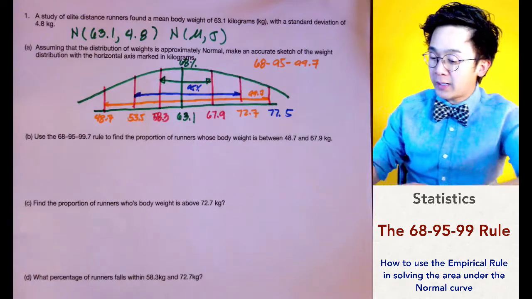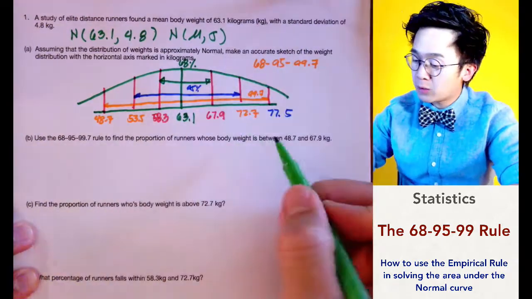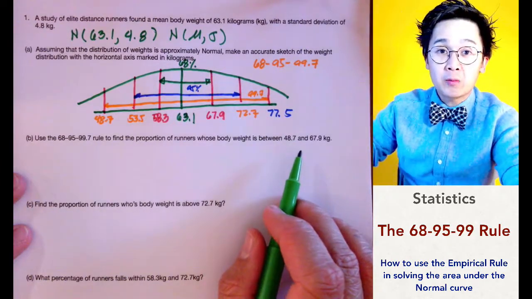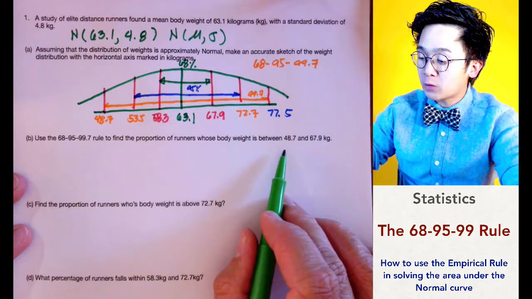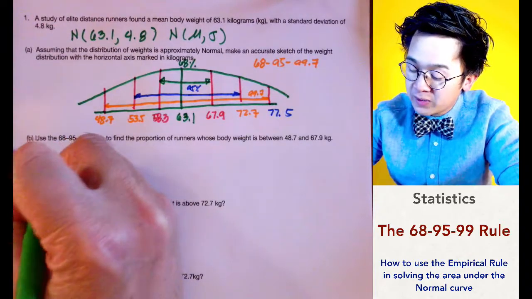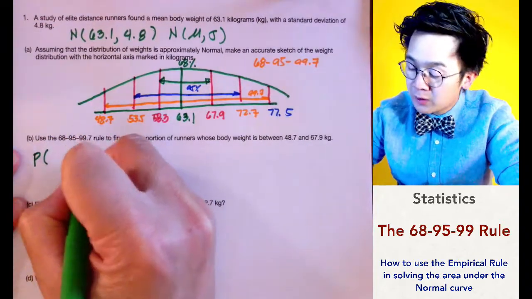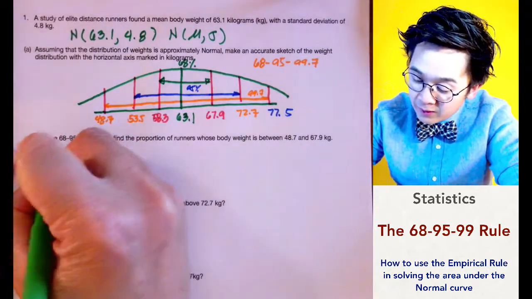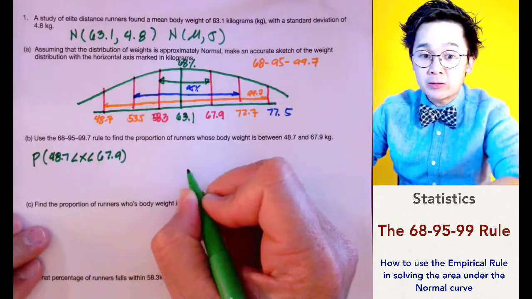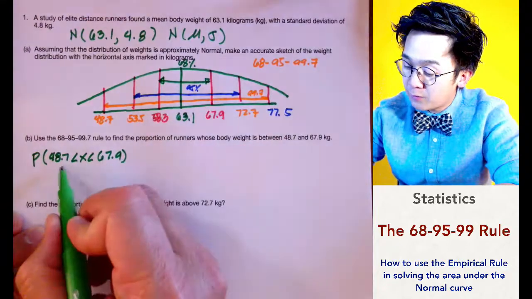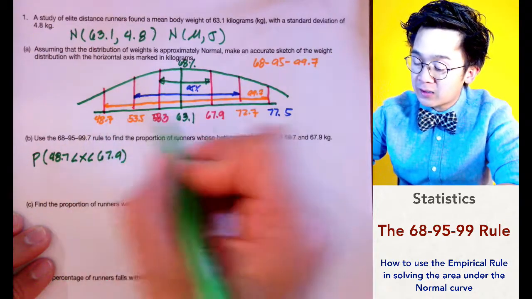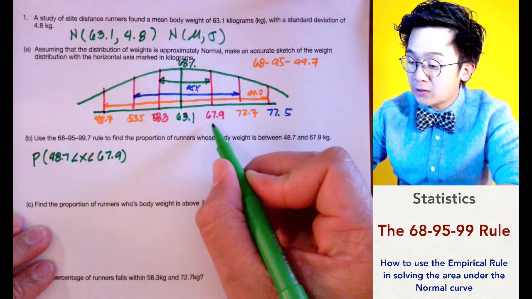So, sa first problem, kailangan daw natin gamit yung distribution, ano daw yung percentage ng mga runners na nandito, yung weight nila is between 48.7 kilograms at 67.9 kilograms. So, yung percentage niya ng runners between 48.7 at saka 67.9. So, dito sa ating empirical rule, yung ating 48.7 ay nagpa-fall under sa 3 standard deviation to the left of the mean at yung 67.9 naman ay 1 standard deviation to the right of the mean.